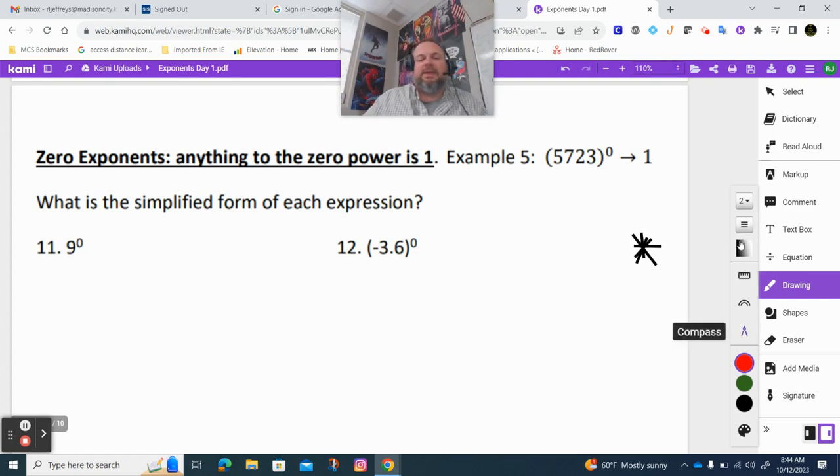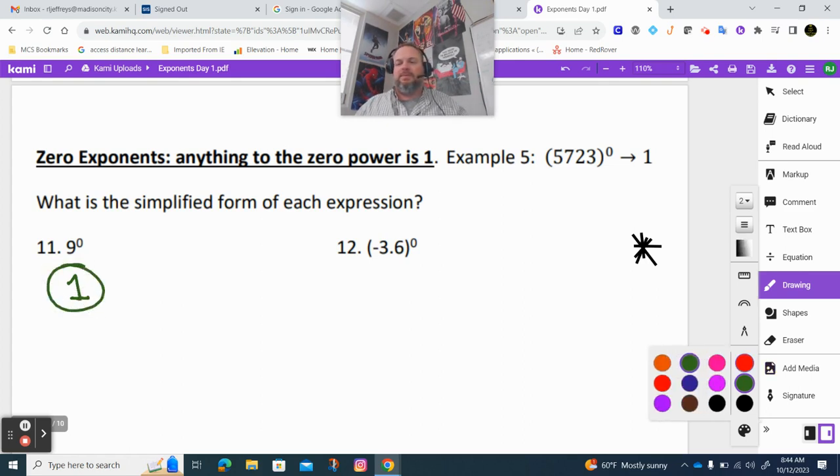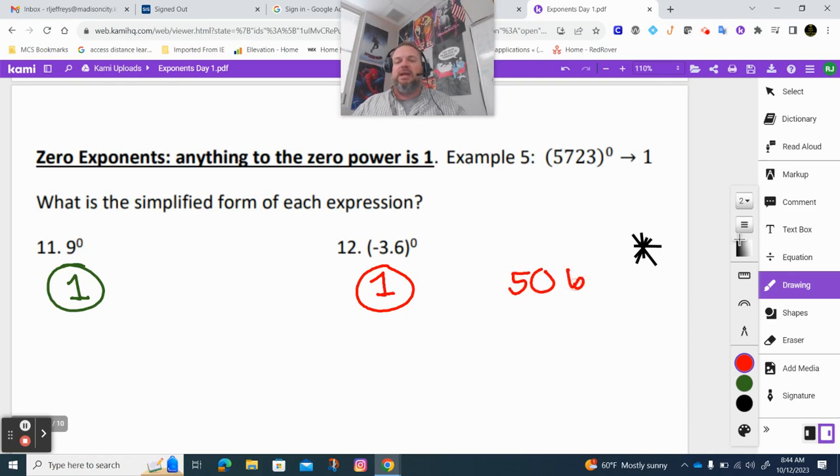All right. So I gave an example. Here's 5,723 to the 0 power. That becomes 1. All right. 9 to the 0 power is 1. Negative 3.6 to the 0 power is 1. Okay, we could have 50 bajillion to the 0 power, and it's still going to be 1. All right, that's where we're stopping our lesson.